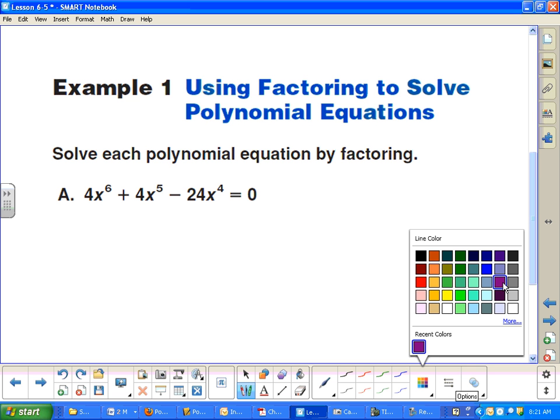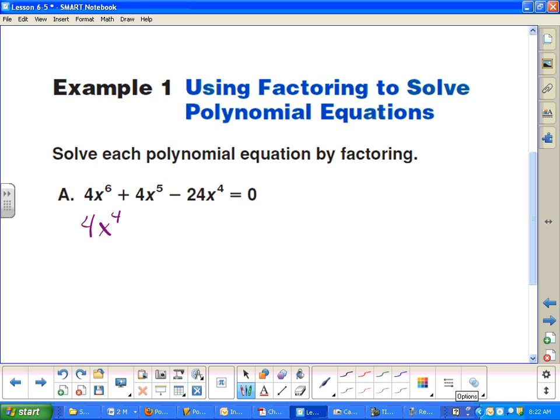So since they want us to solve by factoring, what's the first thing we're going to do here? Okay, see what they have in common. Right? And these all have 4 and x to the 4th, right? So when I factor, you get 4x to the 4th times the quantity x squared plus x minus 6.